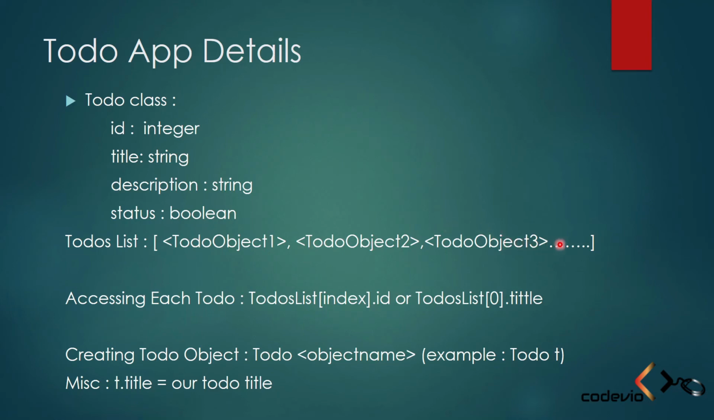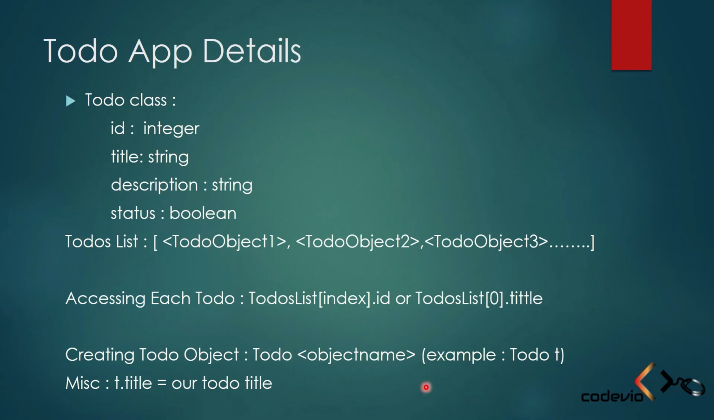So we will be keeping a to-do list. The list contains many to-do objects: to-do object 1, to-do object 2, to-do object 3, etc. We can access each to-do by using the index: the list name, then in square brackets give the index, dot id or title. By using the index dot any property we need, we will get that property. You can see that todoList[0].title will give the first title. That's why we are using the class.